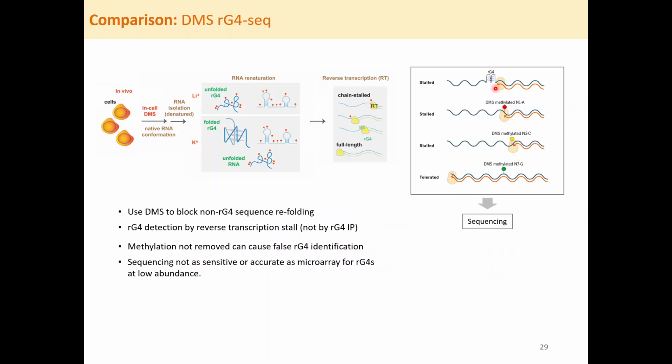The limitations of this method are DMS methylation of M1A and M3C not related to rG4, which can also cause RT stops and increase the likelihood of false positives. Also, sequencing is not as sensitive or accurate as microarray for rG4s at low abundance.